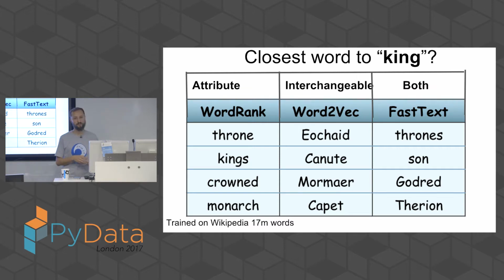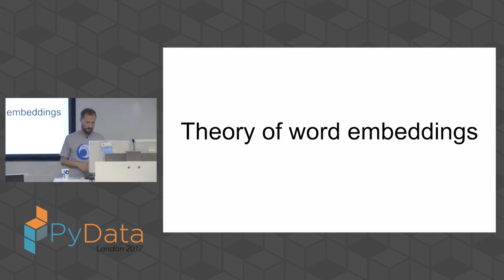So for WordRank, you get throne, because a king sits on the throne. You get king was crowned, monarch, things which are in the general topic of the king, similar to how clothes and closet are in the same topic. That's what you get from WordRank. From Word2Vec, you just get names of kings. These are the things that are interchangeable with king, just as with Darcy you get other male characters, or coast and shore, which are quite interchangeable. So you get the interchangeable similarity. Or in fastText, you get a mix of both. These are the 2 kinds of similarity described in the literature, mainly. Let me go into the theory first, and then I'll go into the code, how to run this stuff.